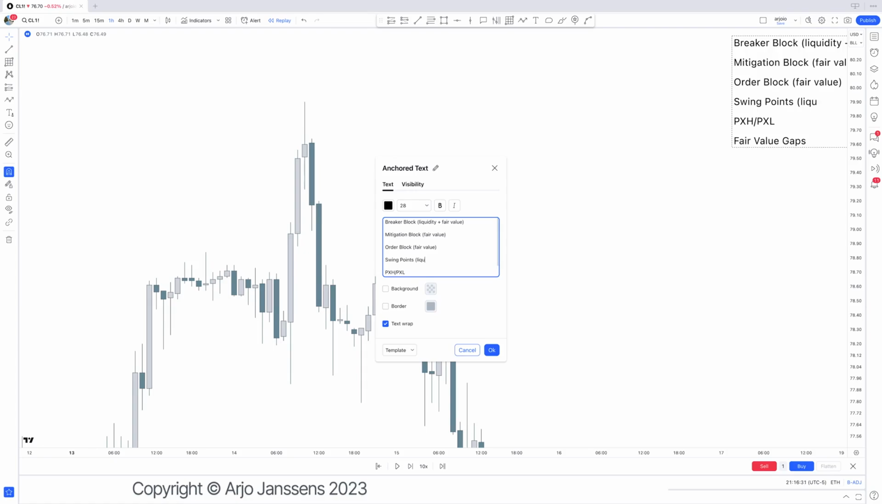Then we have swing points. Swing points are there for liquidity. Can also be fair value, but I just refer to the swing points as swing highs, swing lows right there to see if liquidity gets taken out of the market. Then we have previous X high, previous X low. That also refers to liquidity. And then we have fair value gaps. That refers to, of course, it's already in the name, fair value.